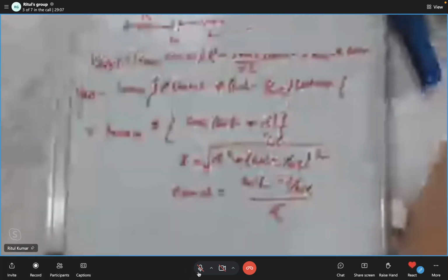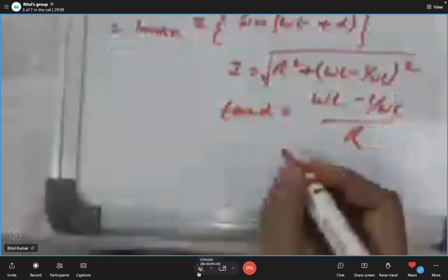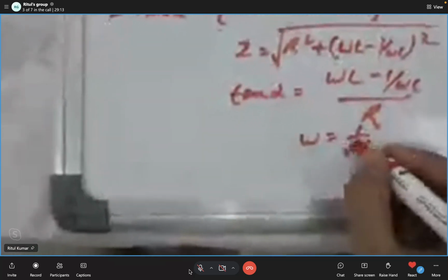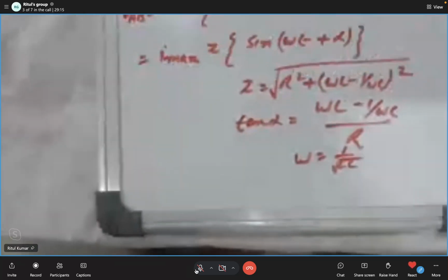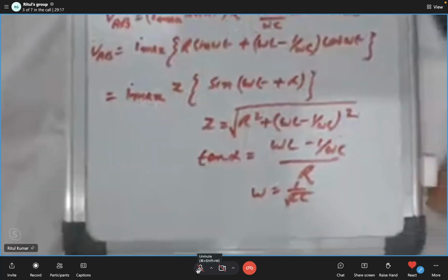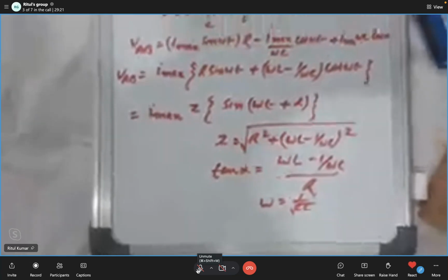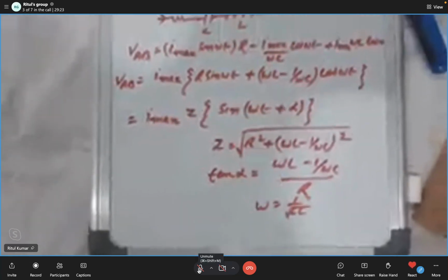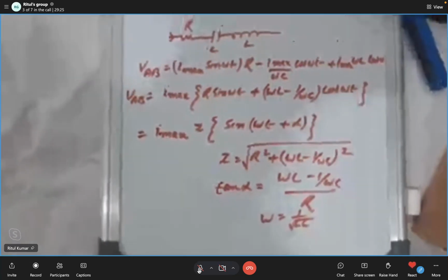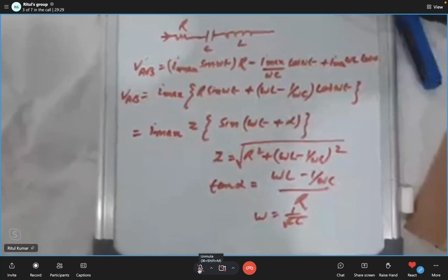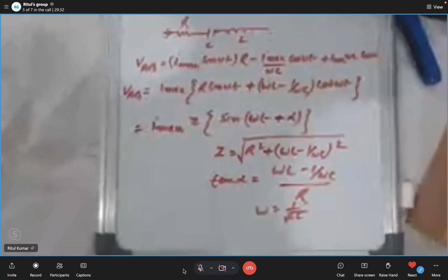So what is omega from here? Let me write it down for you: omega equals 1 by root LC. This is called the resonant frequency. Am I clear? Okay. Get me a plot now.